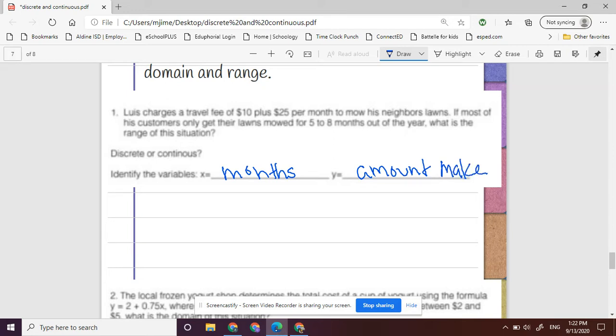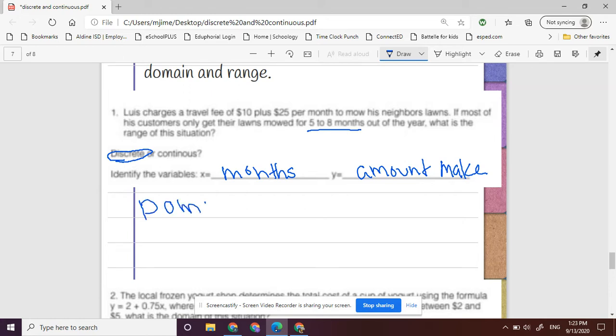Now, because they didn't tell us if he mows them twice a month or anything like that, we can't say anything, and it's not telling us how many times he's charging them. So if it's $25 per month, this is just discrete because he's charging them per month. It's not saying how many lawns he's mowing. So we can only figure out in 1 month how much he's going to get. All right, so they already told us 5 to 8 months. So that's going to be our domain.